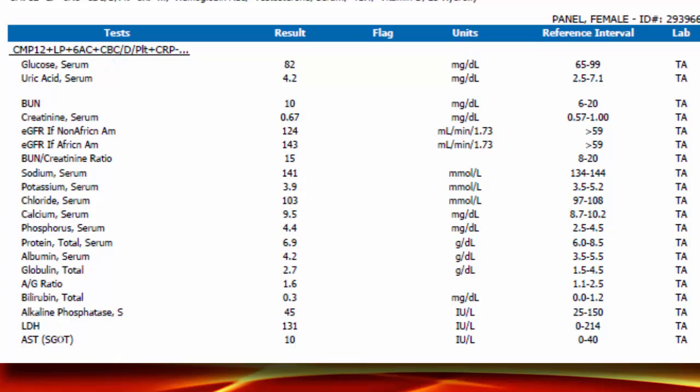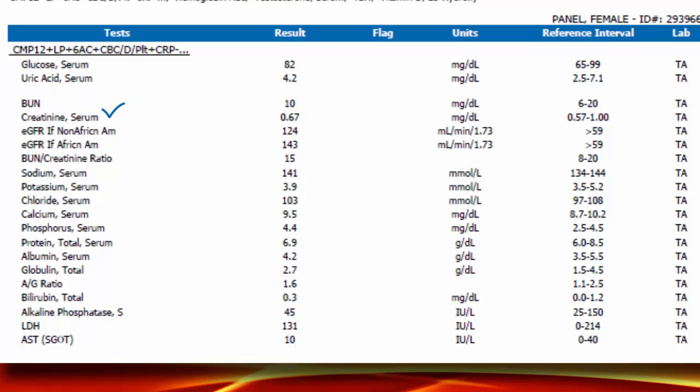And the next test that they have listed here is serum uric acid levels. Uric acid is a breakdown product of DNA catabolism, and too much uric acid in the blood can actually cause gout. Now moving on down the line, we see BUN, which is blood urea nitrogen. Urea is a breakdown product of protein catabolism and is secreted by the kidneys, so BUN levels give us a good idea of how the kidneys are functioning.